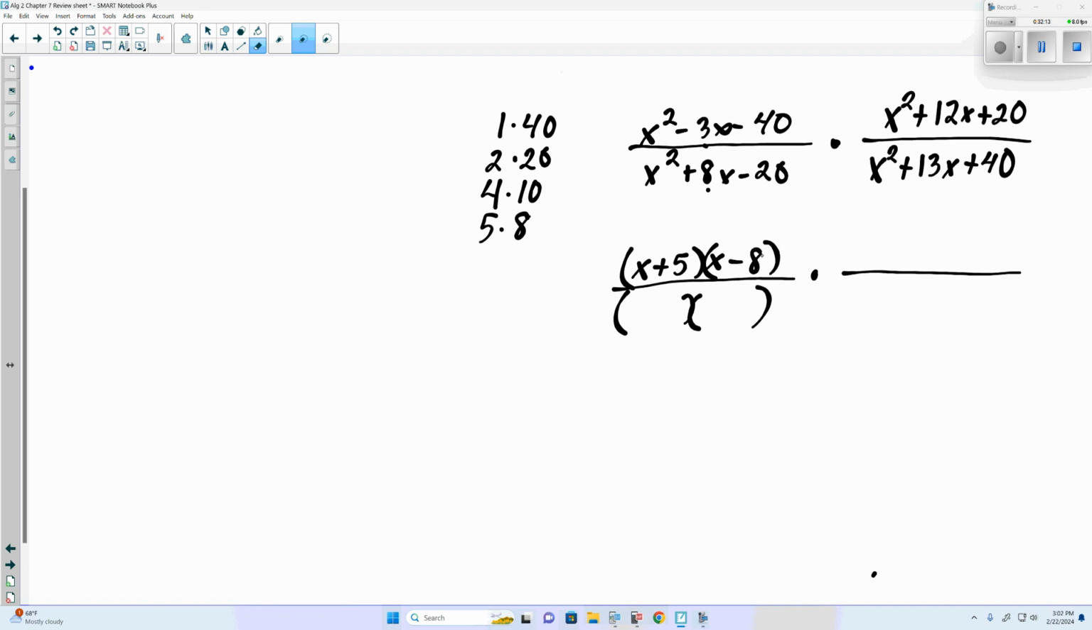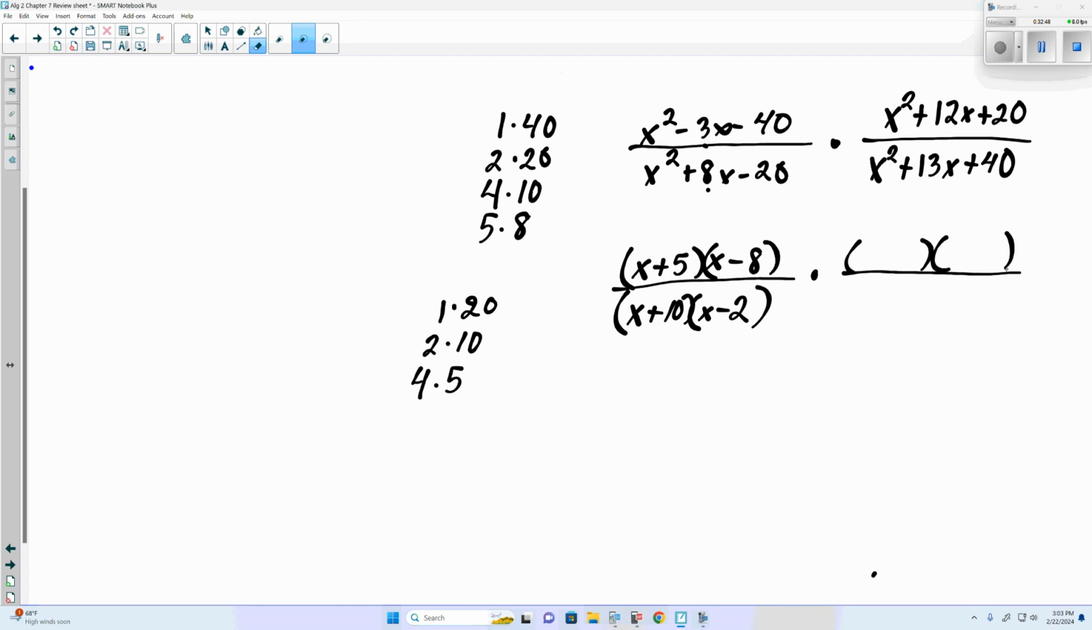Now our denominator, since the third term is negative, our signs are opposite. The only factors of x squared are x and x. Now our factors of 20 are 1 and 20, 2 and 10, 4 and 5. Now it'd be tempting to do 4 and 5, but they don't give us the correct middle term. 2 and 10 is what we need to get that 8x. So nothing simplified on that first rational expression.